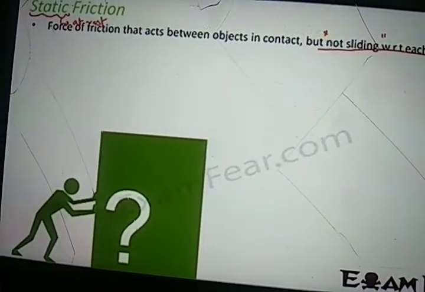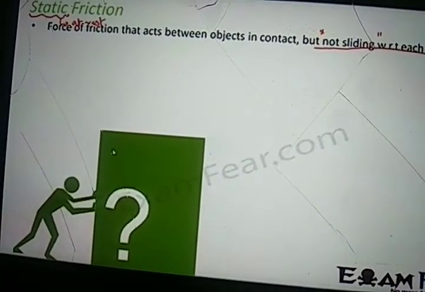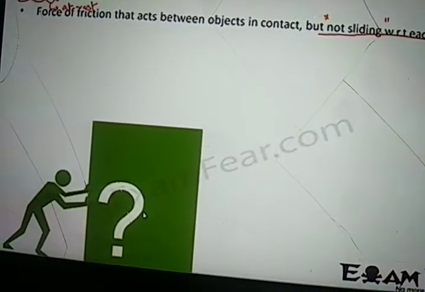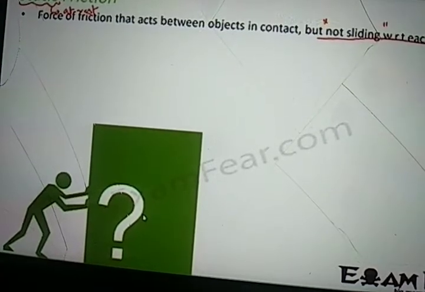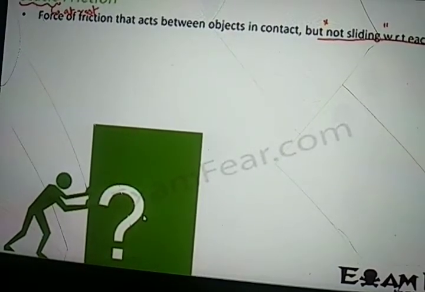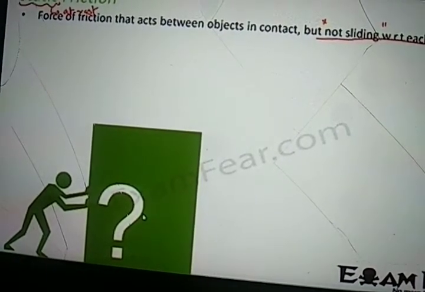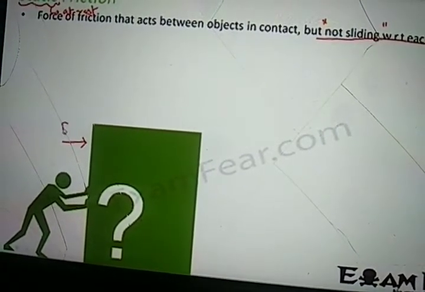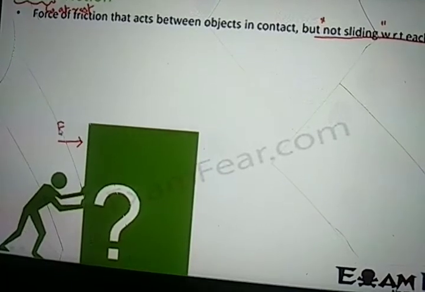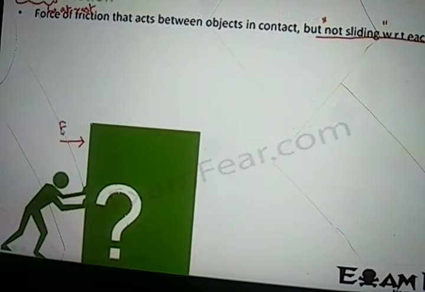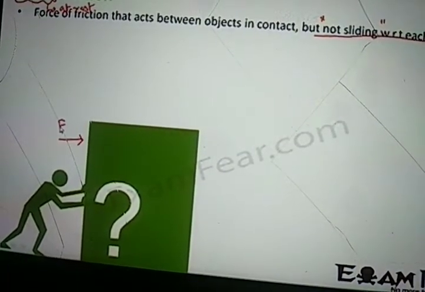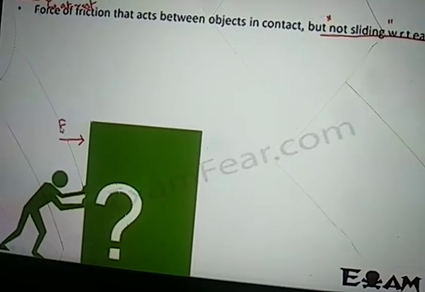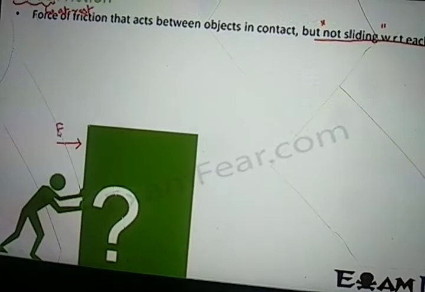So let us look at this example. Here we'll see that this person is trying his best to push this heavy box. The box is quite heavy, so you need to apply a good amount of force in order to make this box move. So right now he is trying to apply force, and that is the force he is pushing with, the force of F. So F is a force which is being applied by this person to make that box move. But as of now, the box doesn't move.